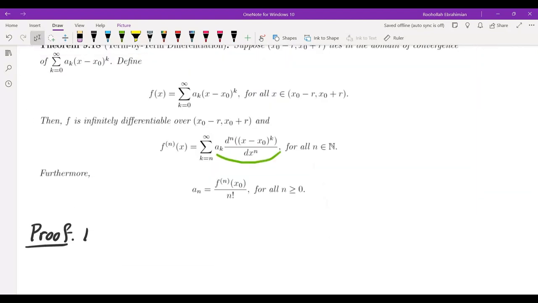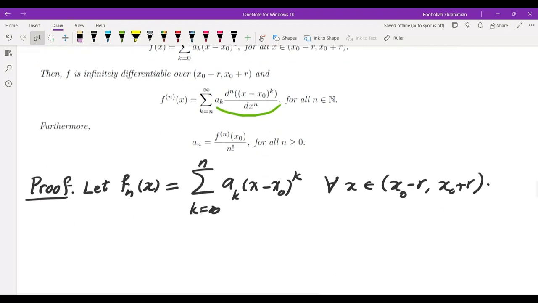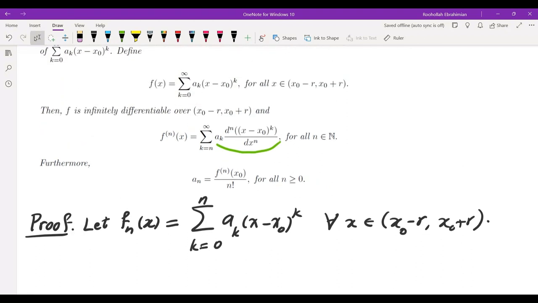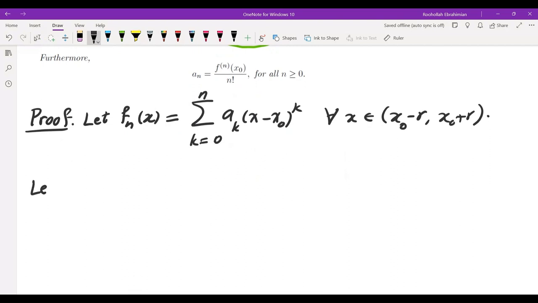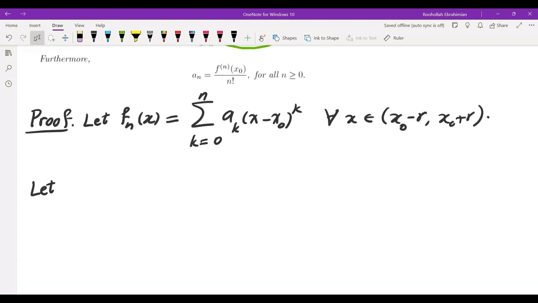So we're going to let f_n of x be the sum k equals 0 to n of a_k (x minus x_0) to the power of k, for all x from x_0 minus r to x_0 plus r. We know this is differentiable because it's a polynomial. Everything in this sequence is a polynomial. Now I'm going to use the theorem that we just talked about. Let s be in R such that s is positive and also less than r.